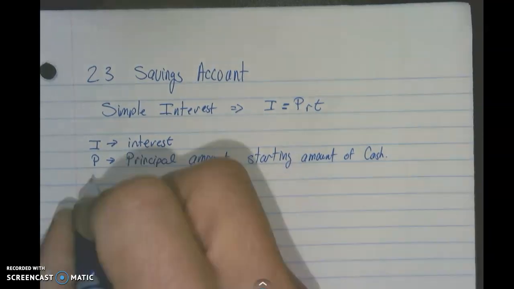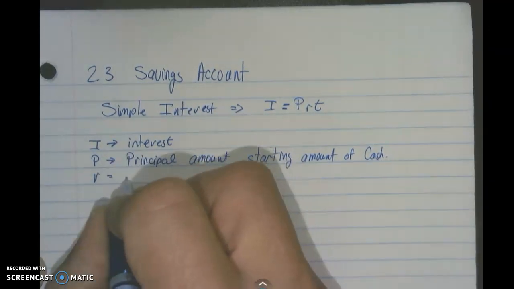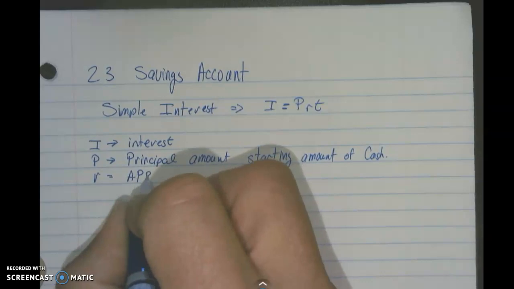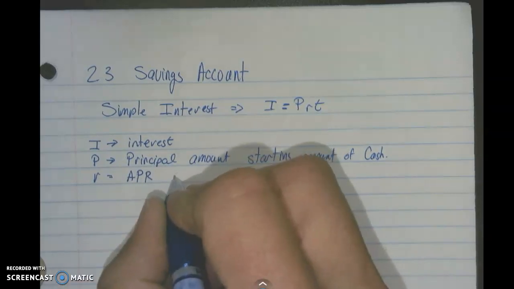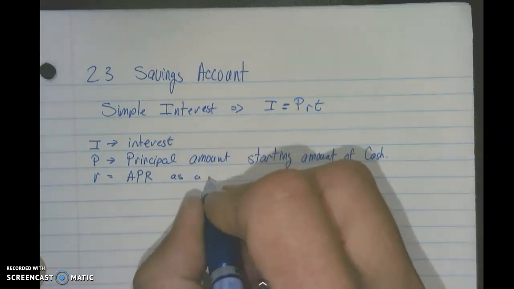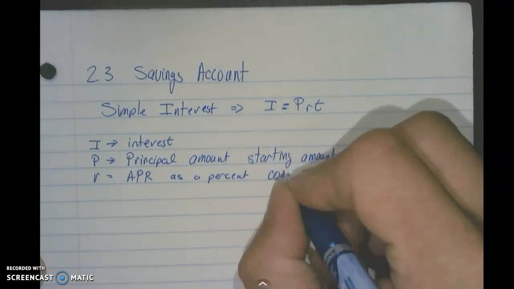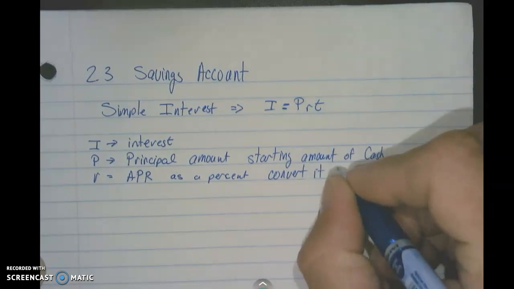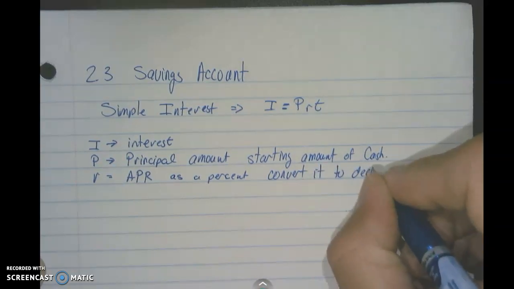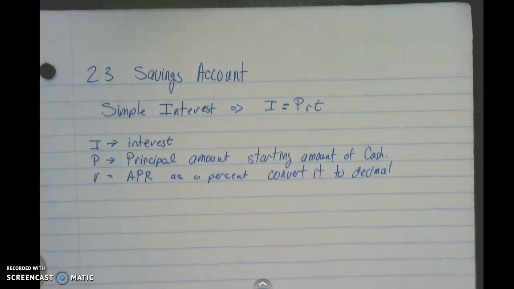Okay? And then the rate, it'll be sometimes called your APR. It'll be given to you as a percent. So then you need to convert it to a decimal.